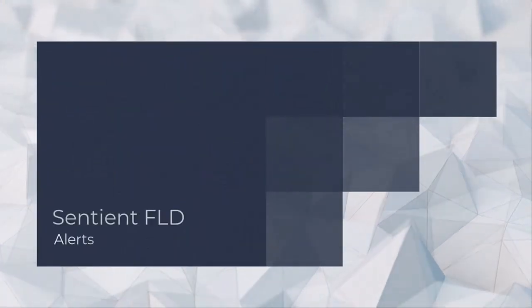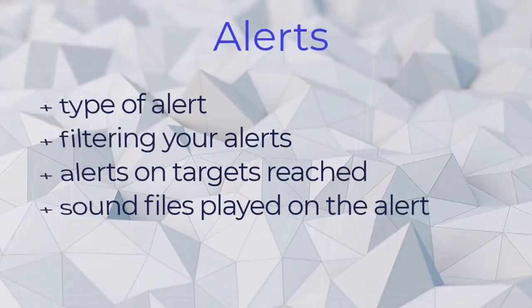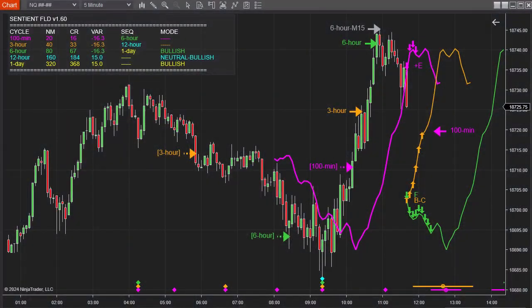Let's speak about alerts, because as much fun as it is to sit and watch our charts playing out on our multiple screens and watching as price interacts with the FLD or perhaps reaches up to a target, it is much more useful to receive an alert when price either interacts with an FLD or perhaps reaches its target. And so in NinjaTrader, we can receive alerts when those events occur.